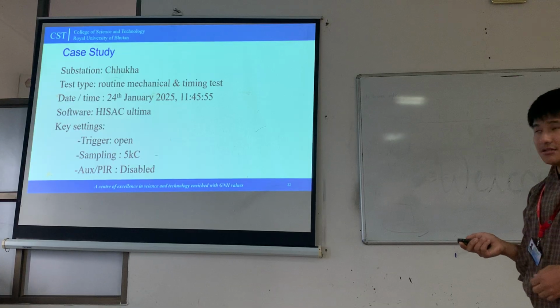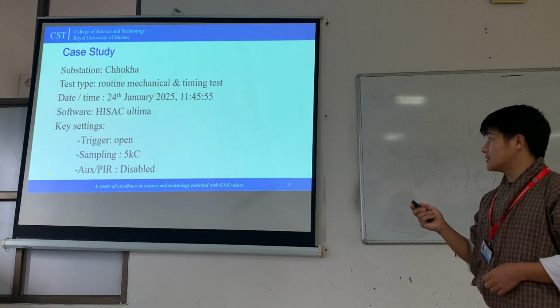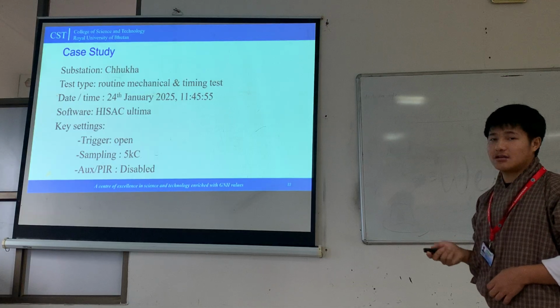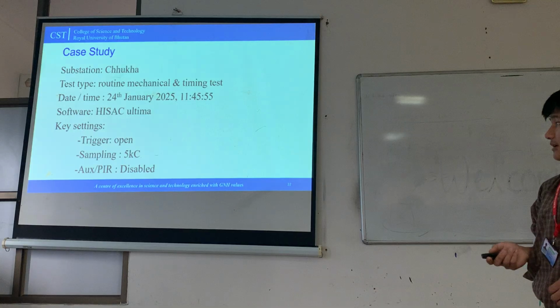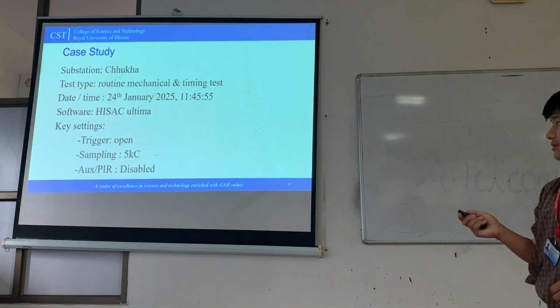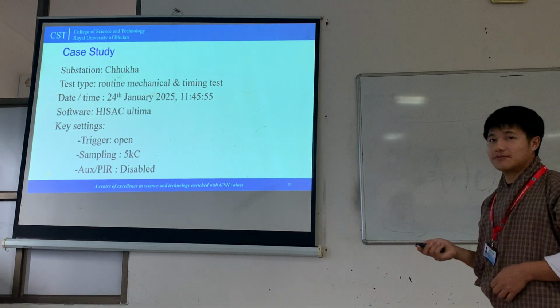Next, case study. Substation switchgear. This is a routine mechanical timing test. The key settings are: trigger should be open, the same thing, it should be 5K per cycle, then the auxiliary should be 57.